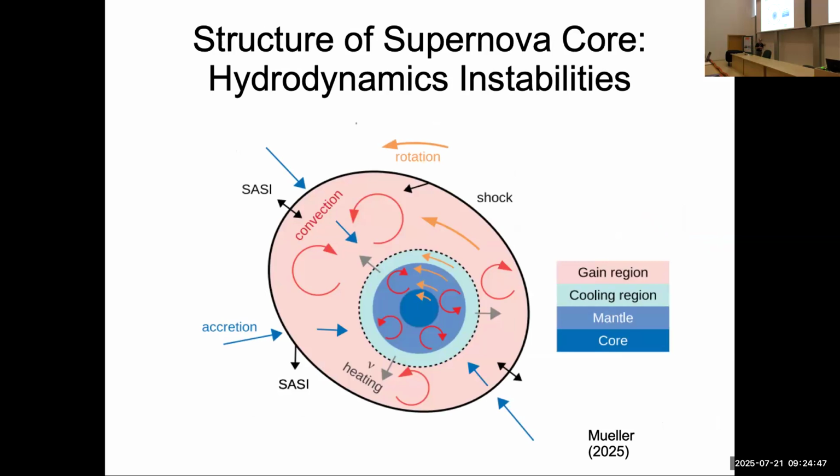The neutrino heating alone is not sufficient to account for the explosions that we see in nature. And for a long time, actually going back even to the 90s, it has been recognized that hydrodynamic instabilities in the supernova core play an important dynamical role.